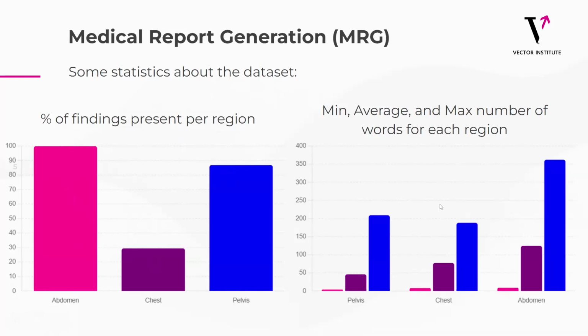And then here is the min-max and the average number of words for each finding. You can see for some of them they're actually quite low, less than 10 words per finding. On average, you have about 100 to 150.